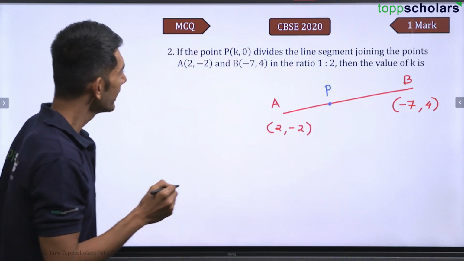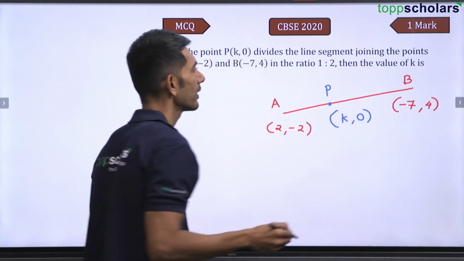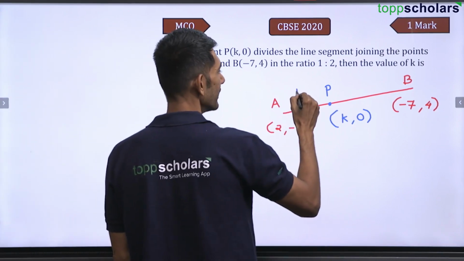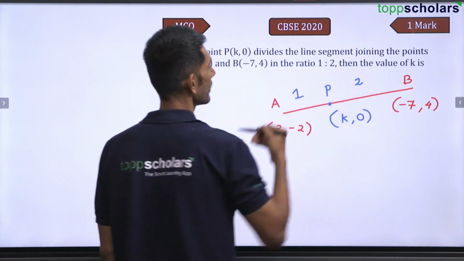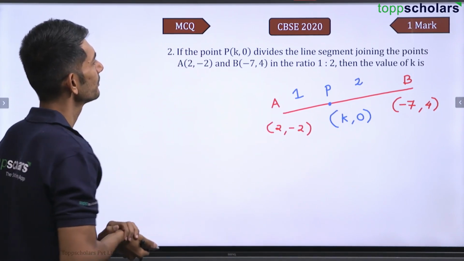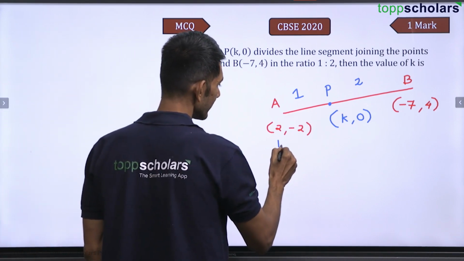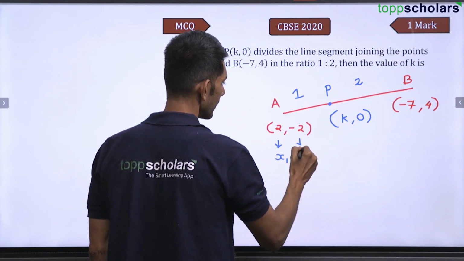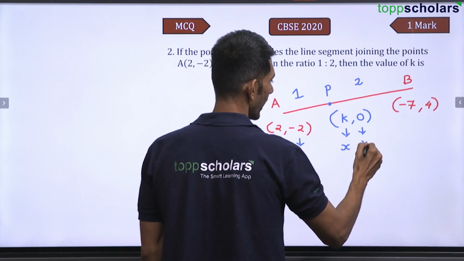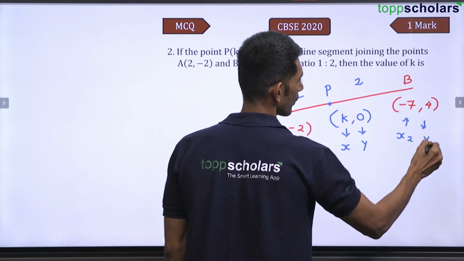And that point P has the coordinates K, 0, which divides AB in the ratio 1:2. So this is 1, this is 2, correct? And then we are supposed to find out the value of K, correct? Now this is very simple, because what we can do is consider this as x1, this as y1, this as x, this as y, this as x2, this as y2.